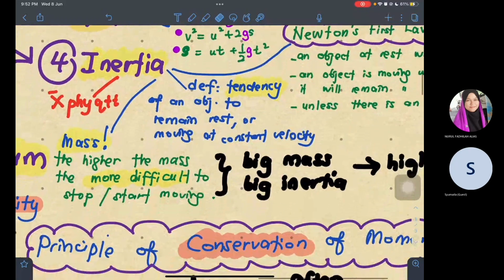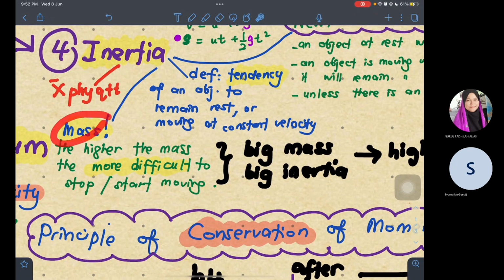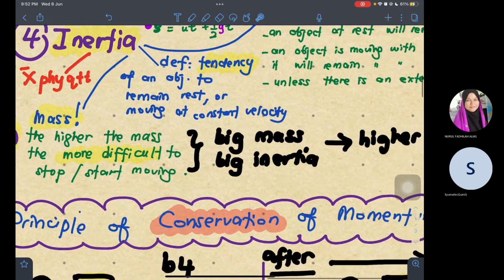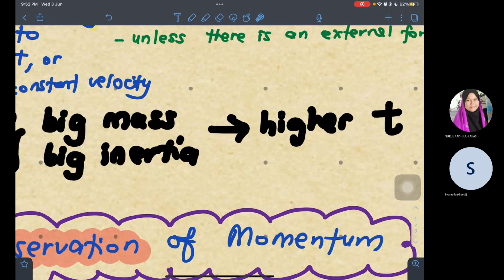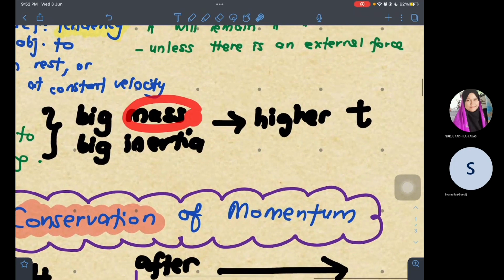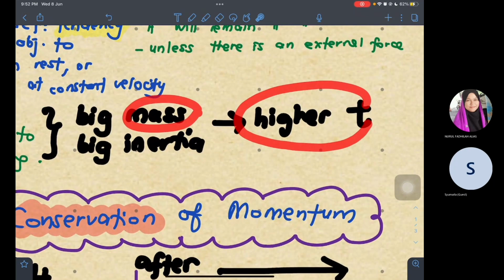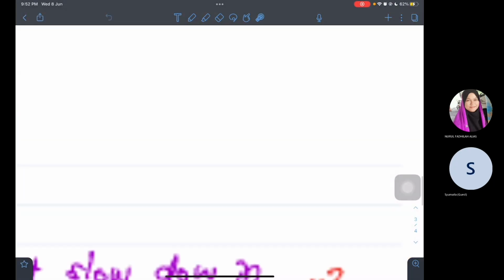Jadi inertia also, inertia ni ada kaitan dengan mass. So macam mana? If the mass higher, the higher the mass, the more difficult to stop ataupun to start a moving object. So kita kata bigger mass, bigger inertia. So maksudnya bigger mass ada higher time taken for it to stop ke, to move ke. Macam ni contohnya.